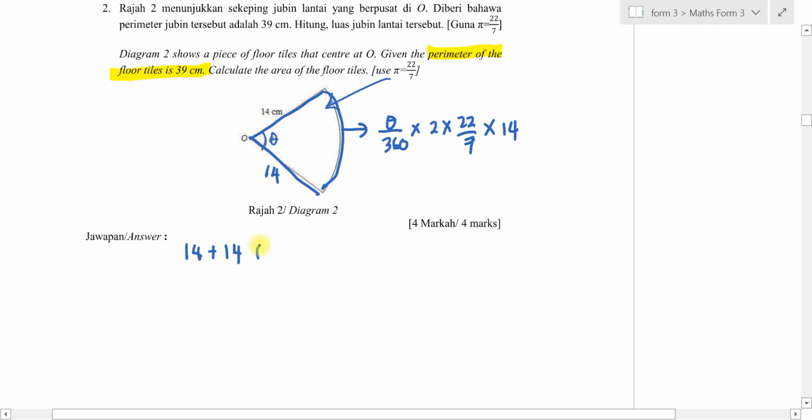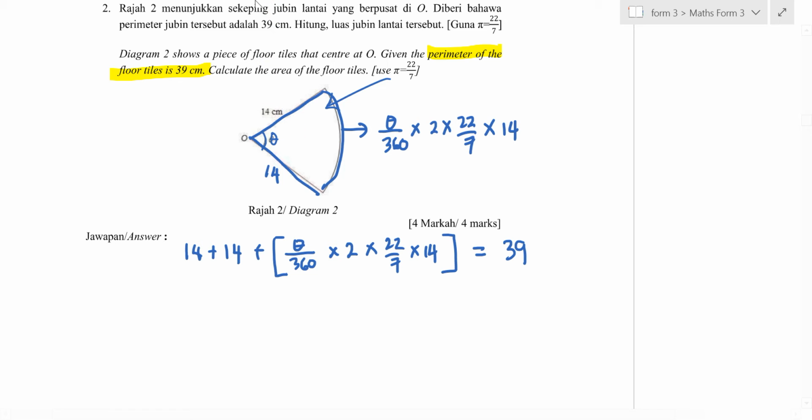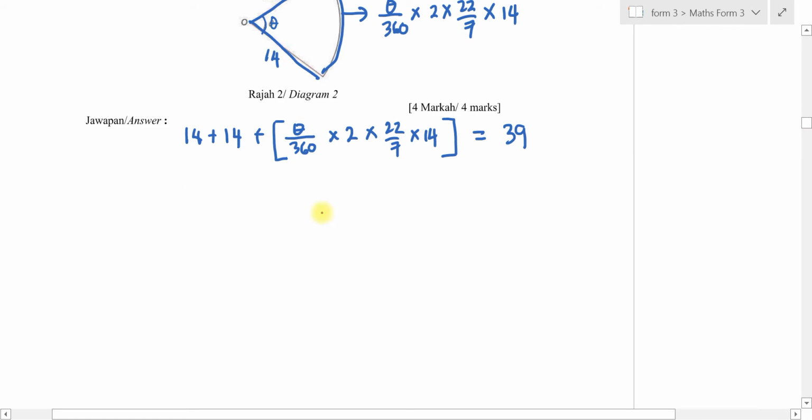So we do the same thing. This 14, and this is the length of arc. I put it in one bracket: 14 plus 14 plus theta over 360 multiply 2 pi, the radius is 14. The answer is 39. Now we try to settle it. Try to find theta first. 14 and 14 is 28, right? We simplify a little bit first. 7 and 14 we can cut. This one 1, this one 2.